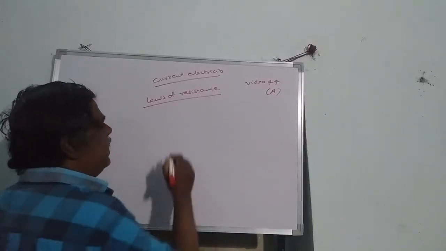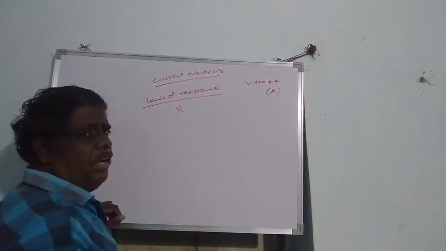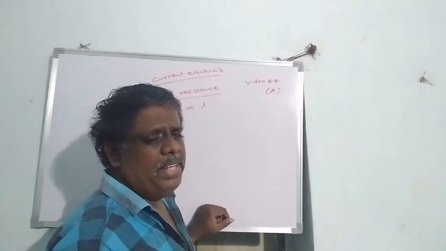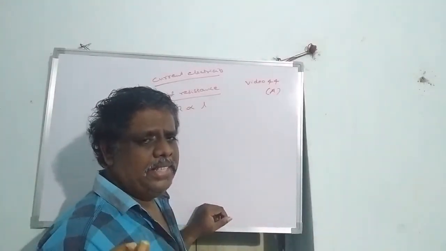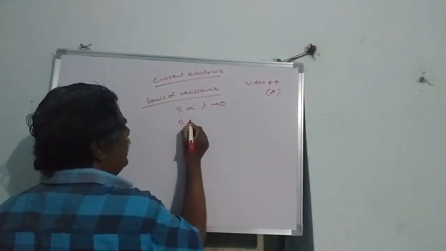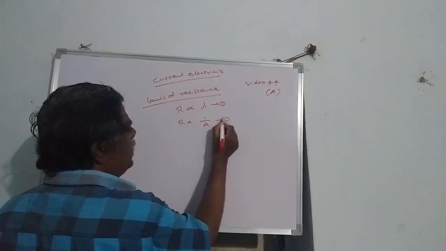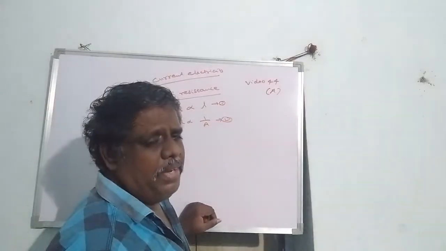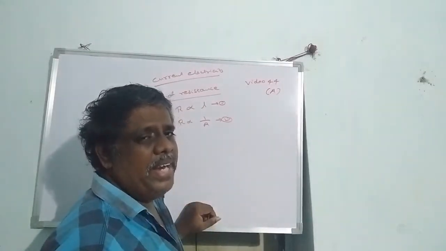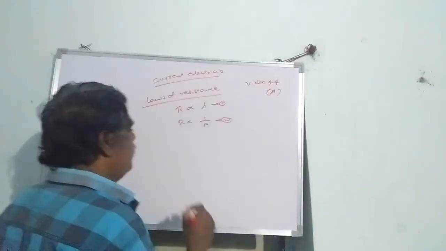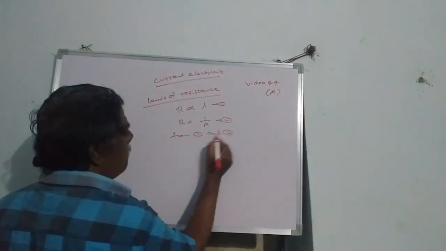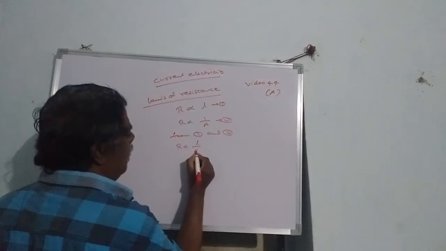So what is the first law of resistance? Resistance is denoted with R. Resistance is directly proportional to the length of the resistor. That means if the length of the resistor increases, the resistance also increases. Let it be equation number 1. Resistance is inversely proportional to cross-sectional area. That means if the area of cross-section of the conductor increases, the resistance will decrease. From 1 and 2, R is proportional to L by A.